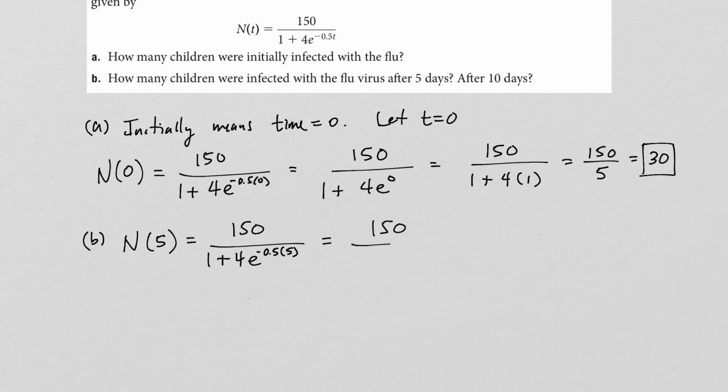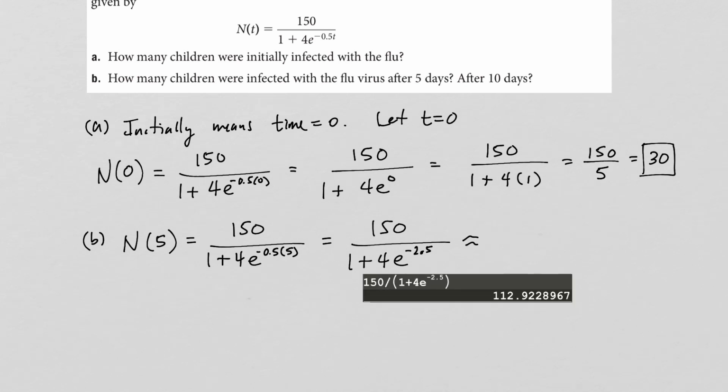And this is 150 divided by 1 plus 4 times e. Now I could do this part. Negative 0.5 times 5 is negative 2.5. But that's all I'm going to do in my head. The rest of this I'm going to plug into a calculator and we'll get an approximation for this. And you can see the calculation down below here. Notice that I use parentheses when I divide the 150 by this denominator here. That's very important. But if we approximate this to the nearest whole number, because we're talking about people, this would be approximately 113 people, right? So after 5 days, the number of infections went from 30 people to 113 people. That's a pretty drastic increase.